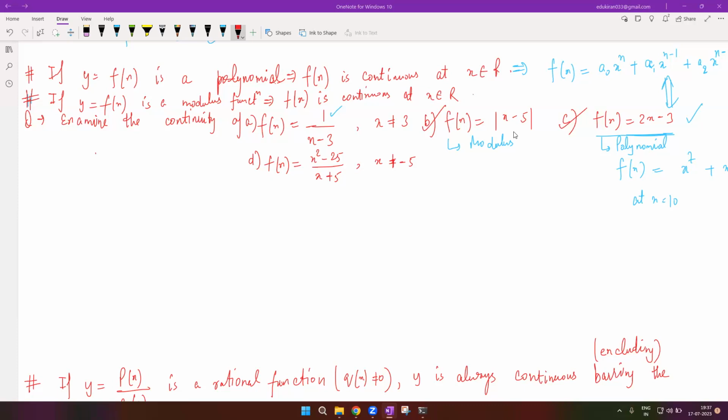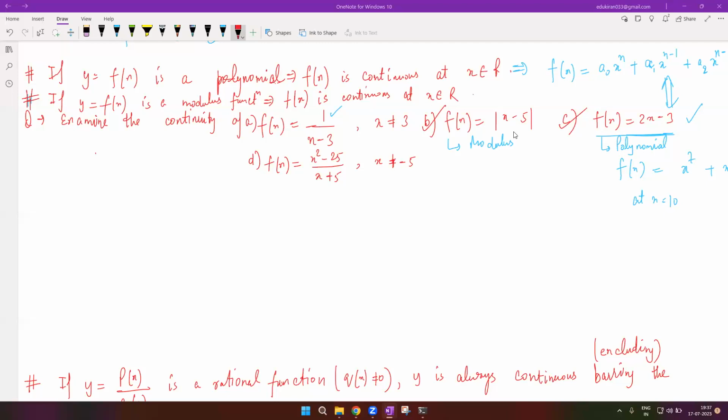But you can say that by the definition, we can observe that the given function is a modulus function or the given function is a polynomial function which is defined everywhere, or which is continuous everywhere. Hence, f(x) is continuous everywhere. You can write this, right?